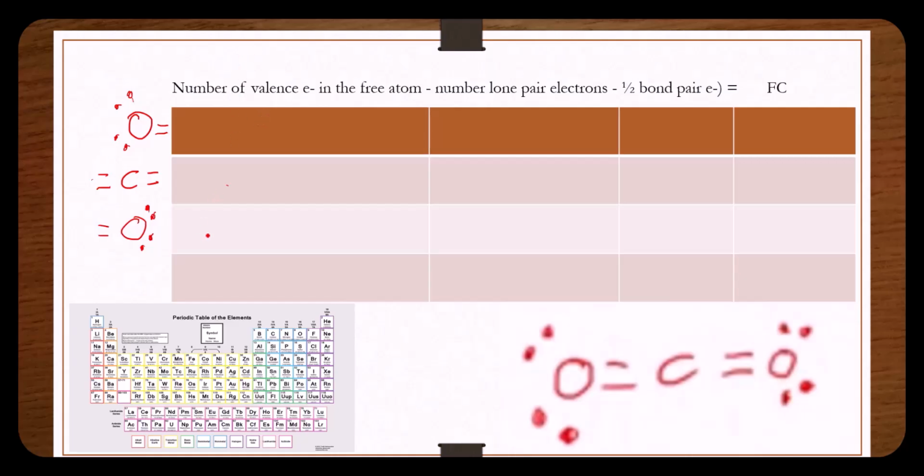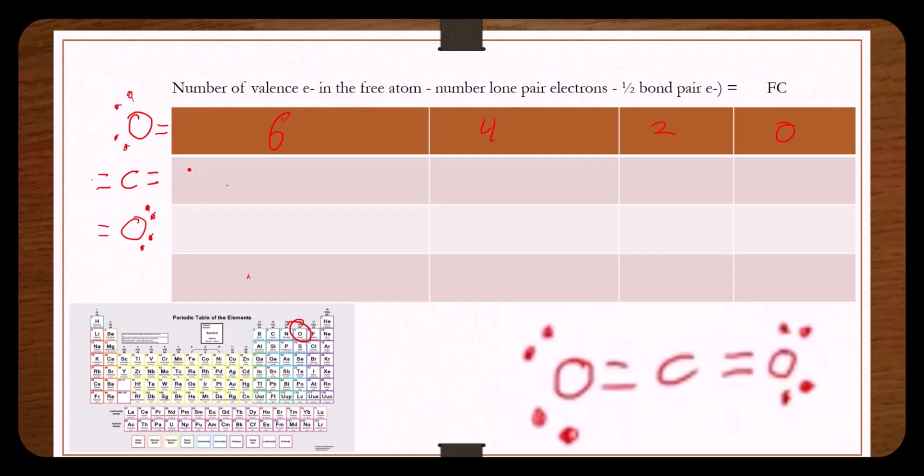I'm going to go through this pretty quick since we already did one previously. The number of valence electrons in a free atom is, in group 6, 6 valence electrons. There's 2 sets of lone pair electrons, so there's 2 in each one, so that would give us 4. And there's 2 bonds, and there's 2 valence electrons in each bond, and we get half of those, so that would give us 2. So 6 minus 4 minus 2 would be 0.